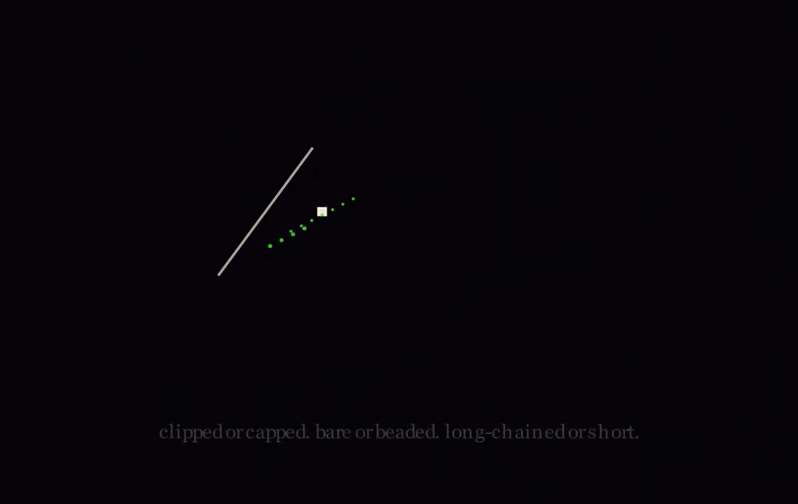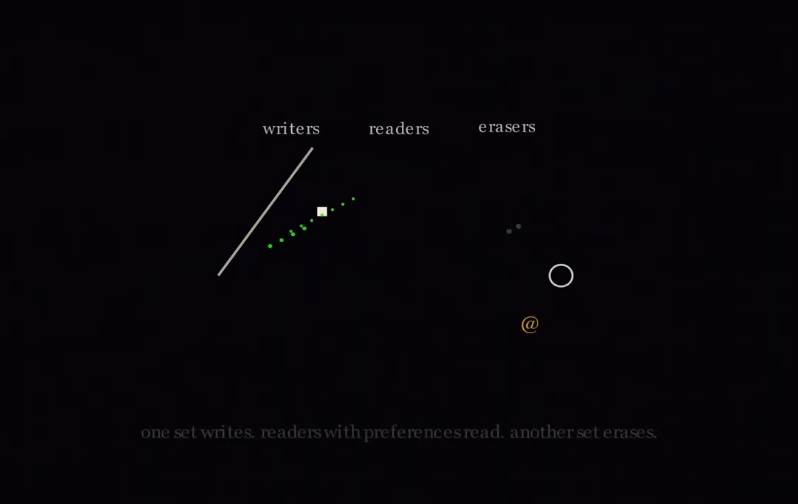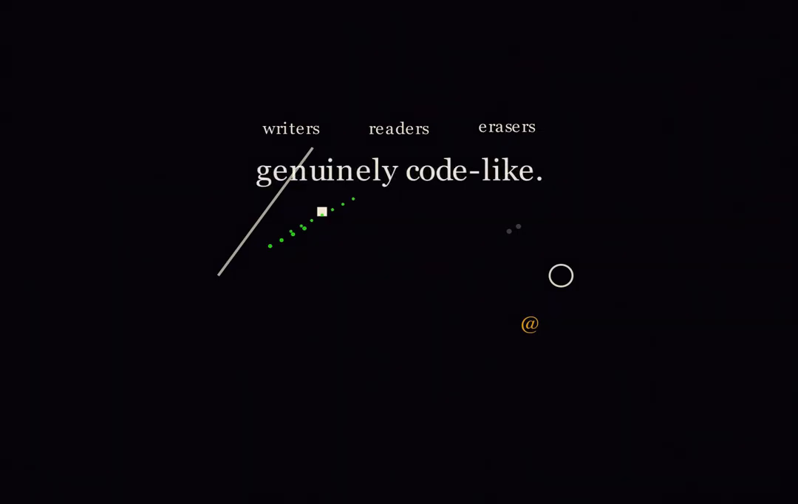It is now possible to say precisely where the word fits. The marks are combinatorial. A tail can be clipped or capped, bare or beaded, long-chained or short, and the combinations carry different consequences, different motors preferring, different shears tuned, different addresses written. The marks are written by one set of enzymes, read by proteins with preferences, erased by another set. That much is genuinely code-like.